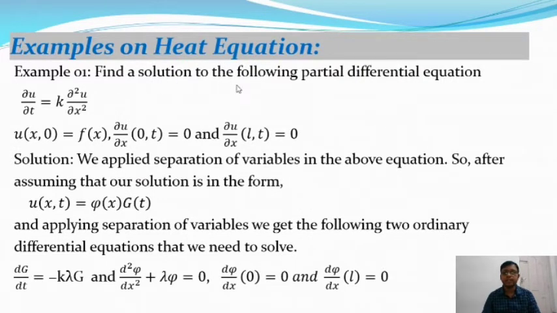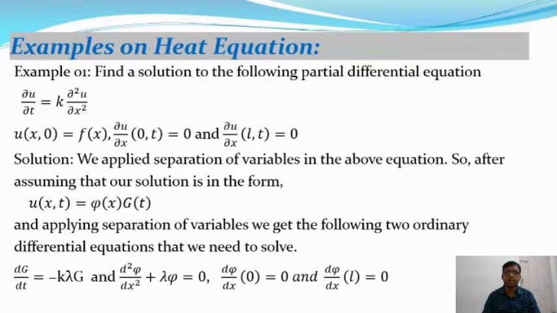Find a solution of the following partial differential equation: del u by del t is equal to k into del 2 u by del x square. This is the one dimensional heat equation, where the conditions are u of x comma 0 is equal to f of x, del u by del x of 0 comma t is equal to 0, and del u by del x of l comma t is equal to 0. So here is the solution of the given equation.